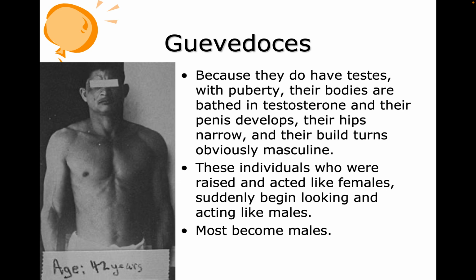Their hips will narrow and their build turns obviously masculine, just like this individual. These individuals who were raised and acted like females suddenly begin looking and acting like males. Most will become males. They're known as guavadoces, which means eggs at 12. In other words, when puberty takes place, all of a sudden they start changing their appearance.